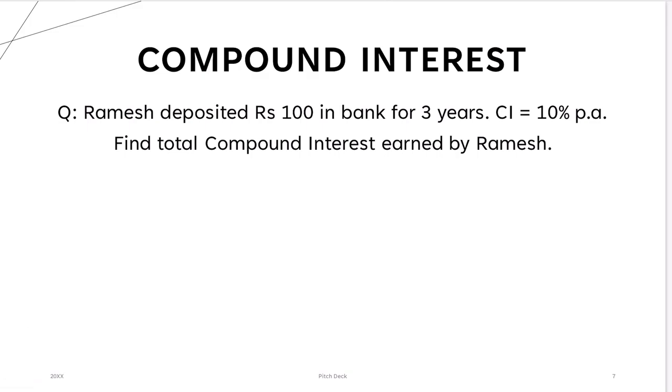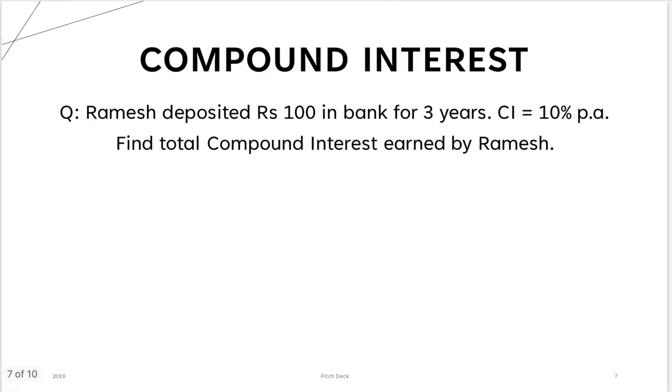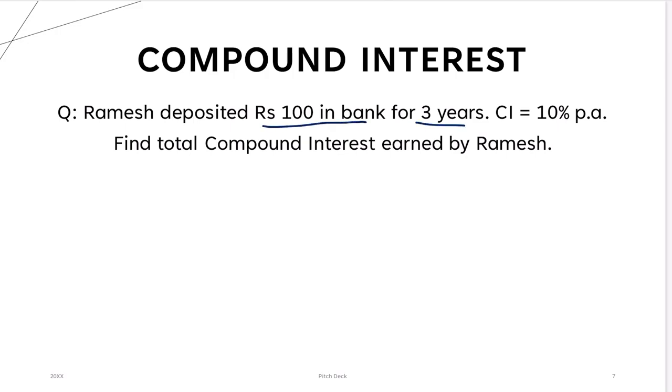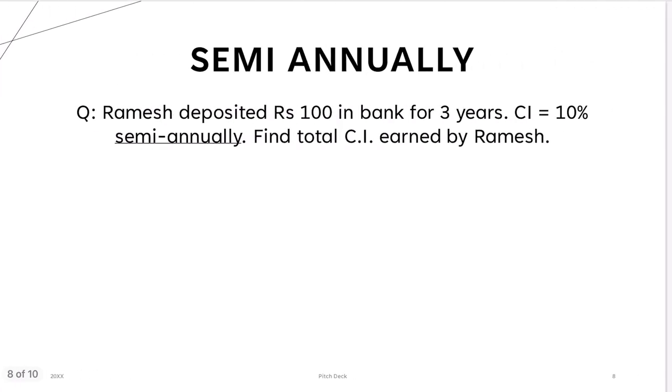Now, this question we have already covered. Rupees 100 in the bank for 3 years, compounded this much, and how to calculate compound interest. Now we have a formula, we can calculate it, right? Now moving on.